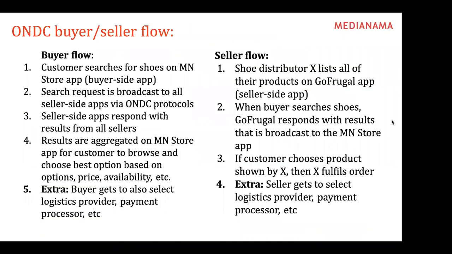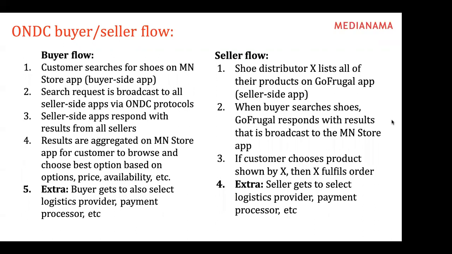To drive the point home, think about the purchase journey for a buyer. Suppose you're a customer who's searching for shoes on the MN Store app. Your search request is now broadcast to all the seller-side apps via ONDC protocols, and these seller-side apps respond with results. The results are then aggregated in the MN Store, the fictional MN Store app, for customers to browse and choose. And once you have selected which seller app you want to buy from, which product, what price, you get to select everything.